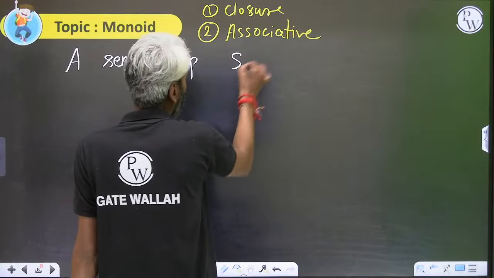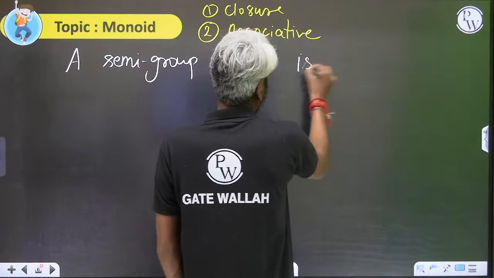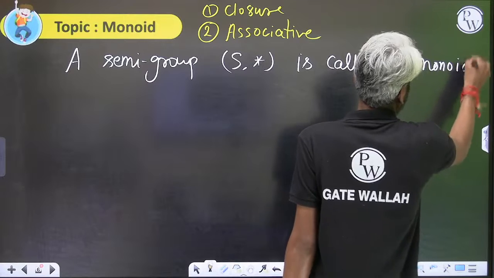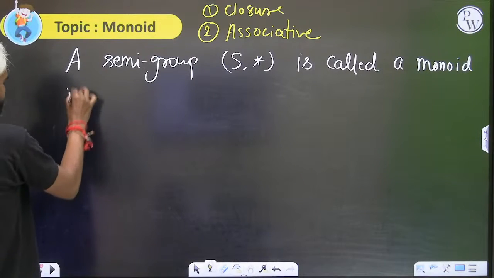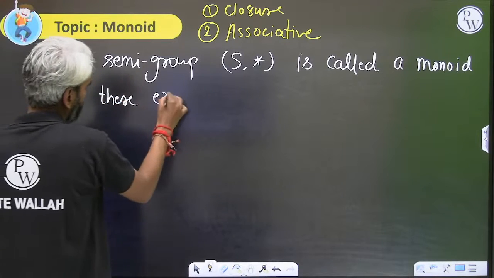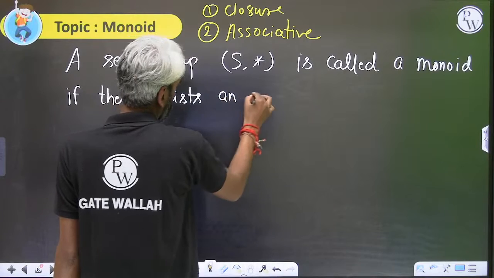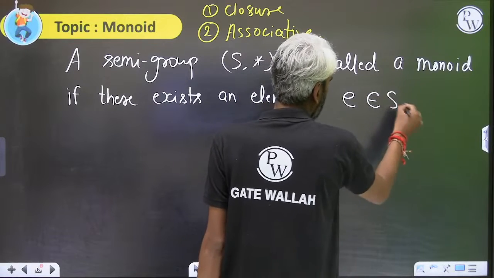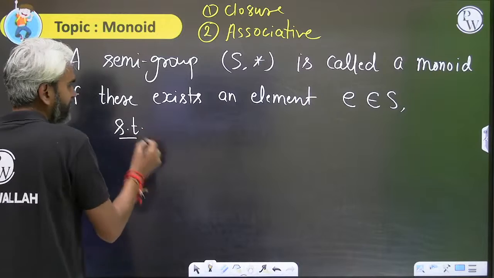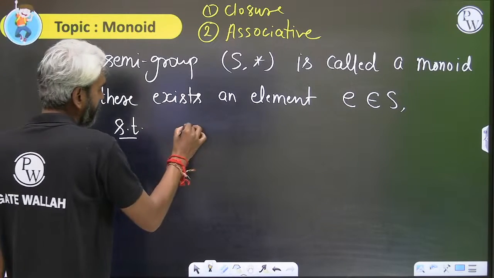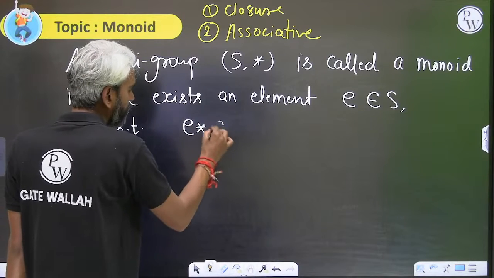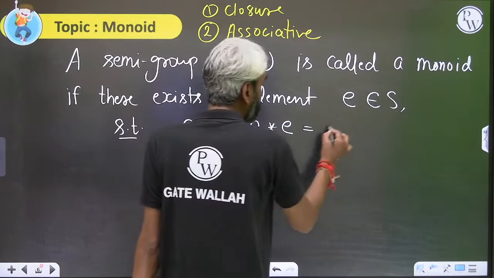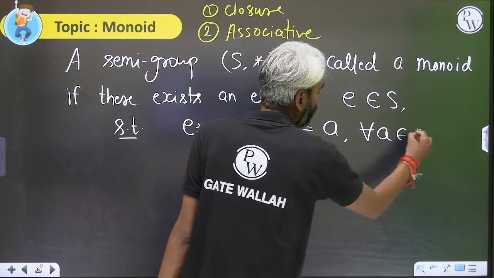So a semigroup S comma asterisk is called a monoid if there exists an element E belonging to set S such that if you perform the binary operation of E with any element A, in any order, so E asterisk A or A asterisk E, it should be equal to A for all A belonging to S.